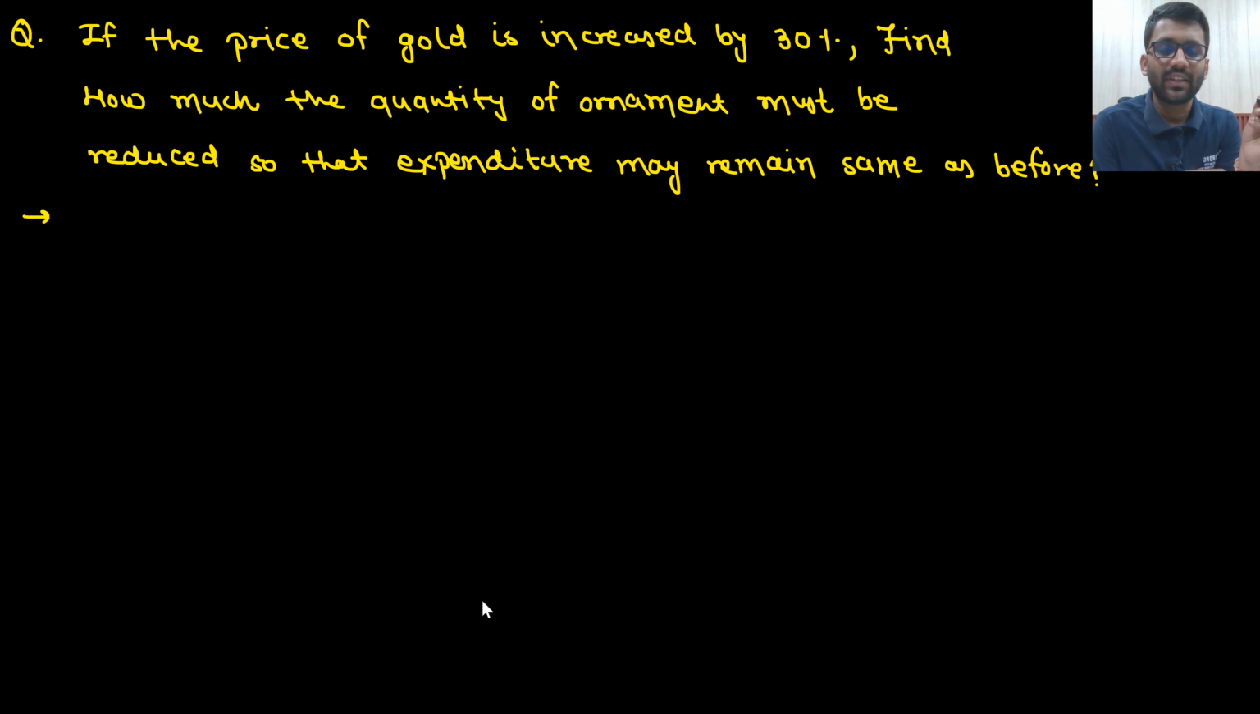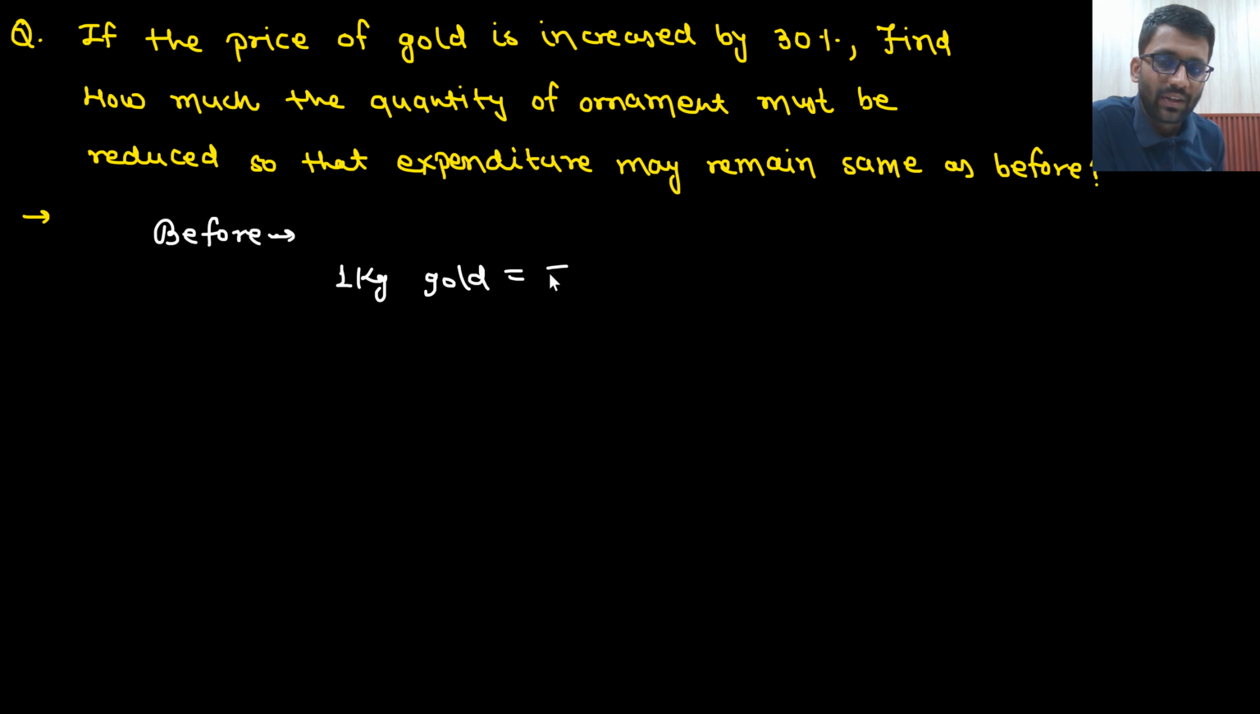If the price of gold is increased by 30%, find how much the quantity of ornament must be reduced so that expenditure may remain the same as before. Okay. Price of gold increased by 30%. So before what was happening? 1 kg gold, let's take an example. I was getting 1 kg gold in 100 rupees. No one will give you, but let's just assume.